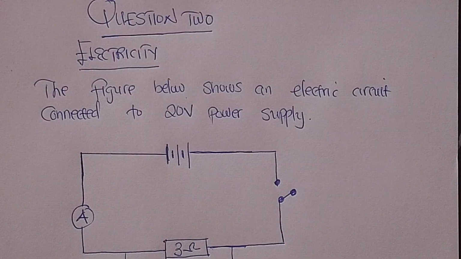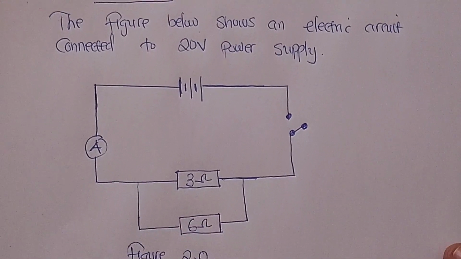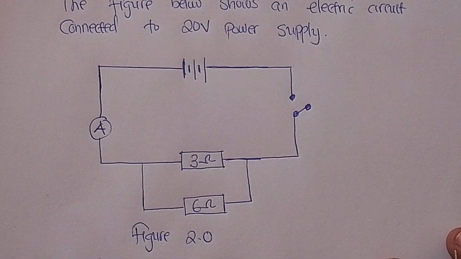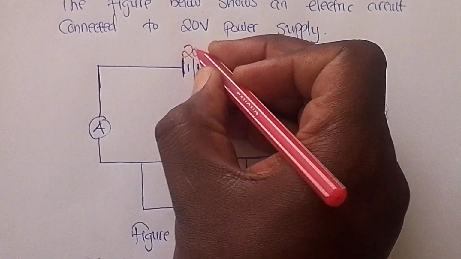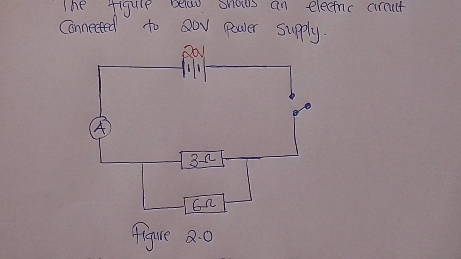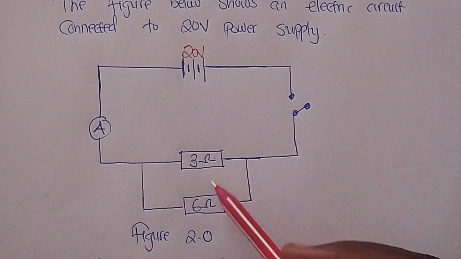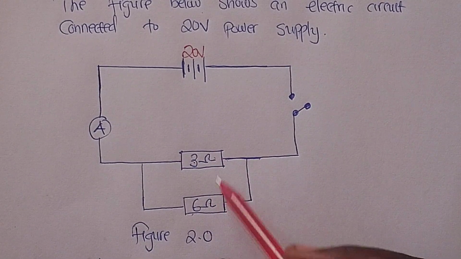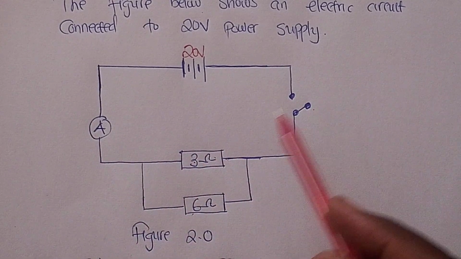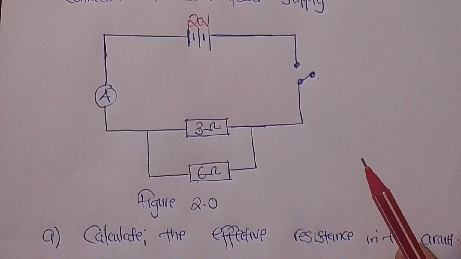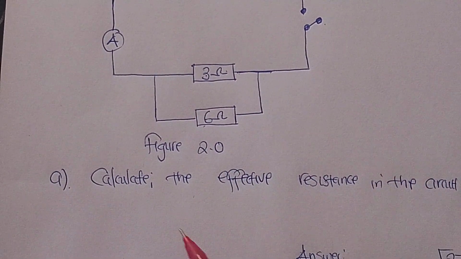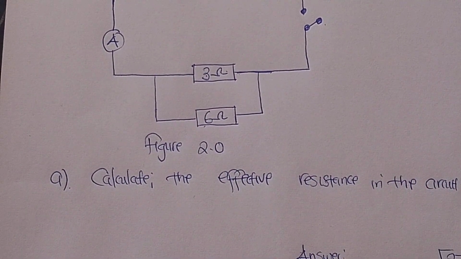Then we move on to question 2, which says the figure below shows an electric circuit connected to a 20 volts power supply. So in this regard, we have a 20 volts on top of the battery. Then we have a 3 ohm resistor and a 6 ohm resistor. We have the ammeter, then we have the switch. Then the question says, calculate the effective resistance in the circuit.